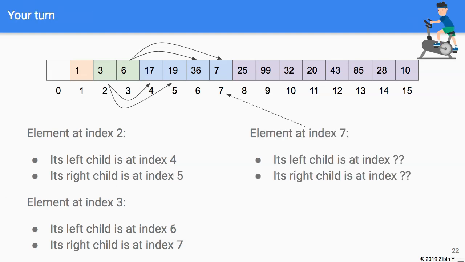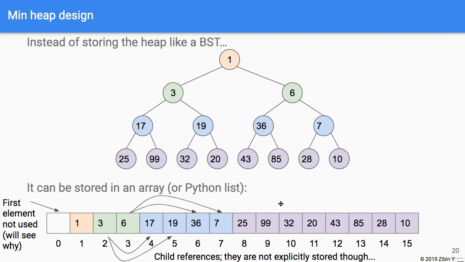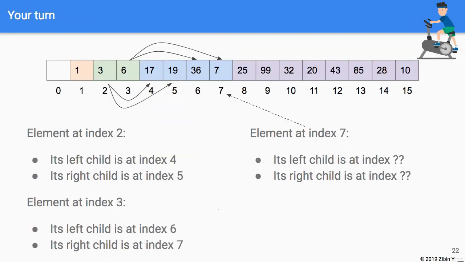So I'm going to ask you to try to figure this out yourself. Try, for example, to look at the element at index 7. Try to figure out where its left child is and where its right child is by looking back at this picture here. Okay, so assuming you've looked it up, the left child of the element at index 7 is at index 14, and the right child is at index 15. And I definitely hope by now you see the pattern here.